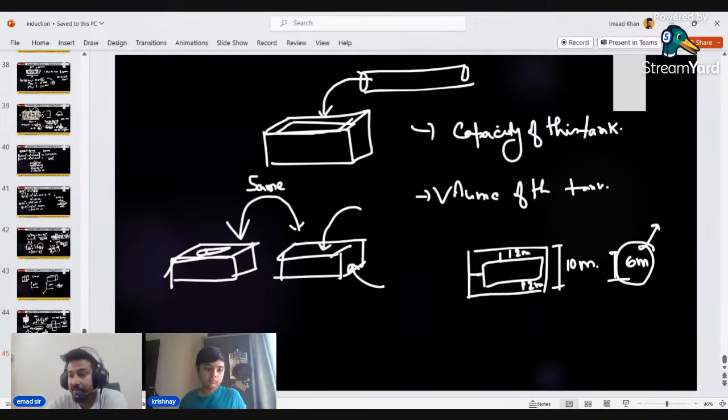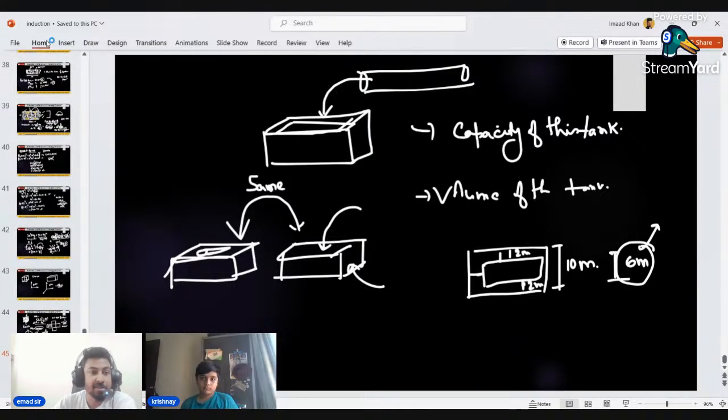So I generally prefer never to remember any formula, just go with the flow. Whatever the question is asking, just go with it and you'll get the answer correctly. Understand what the requirement is, what the question is asking, instead of just remembering the formula.